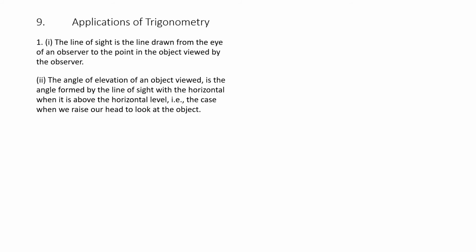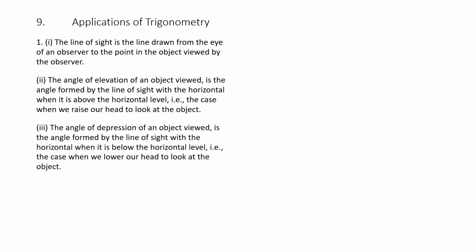The case when we raise our head to look at the object, that is, angle of elevation is when we look up. Line of sight is the horizontal line. The angle of depression is when we look down. The angle of depression of an object viewed is the angle formed by the line of sight with horizontal when it is below the horizontal level. That is the case when we lower our head to look at the object. That is, if you see a car from the top of a building, it is the angle of depression. When we see the height of a tower or an antenna on the upside, it is the angle of elevation.